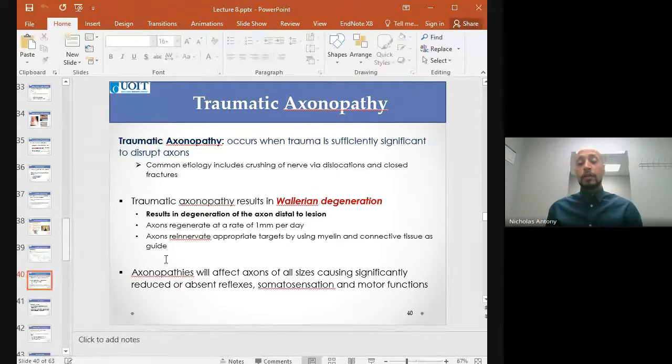It grows at about a distance of 1 millimeter a day. It does happen on its own, but it's a very, very slow process. So if you have a nerve injury that has axonopathy, it's a very long rehab process. You can improve the growing of that nerve by trying to use it. So that's why you try to activate that area. It stimulates more regrowth or quicker regrowth.